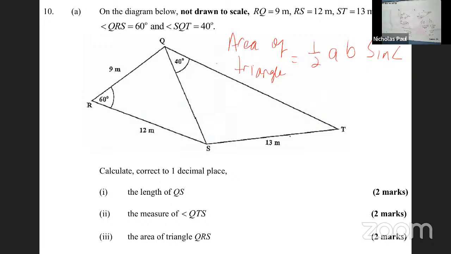For a non-right angle triangle it is half AB sine C. For a right angle triangle it is the same formula, except that C is 90. And sine 90 is 1. So it turns out to be half base by height. Okay? Same thing, like trig ratios.